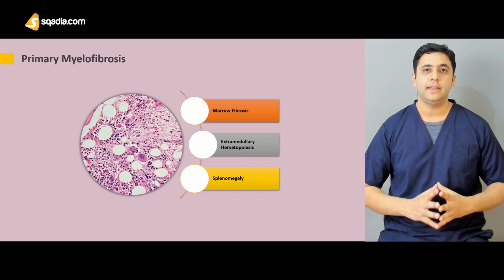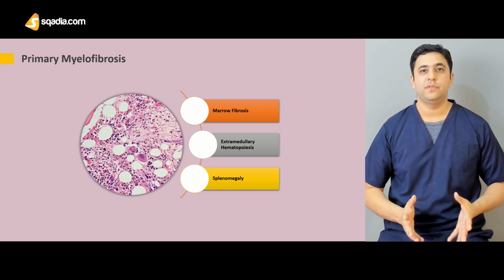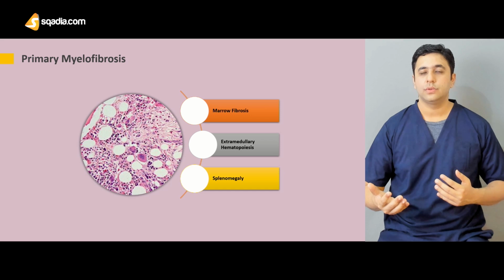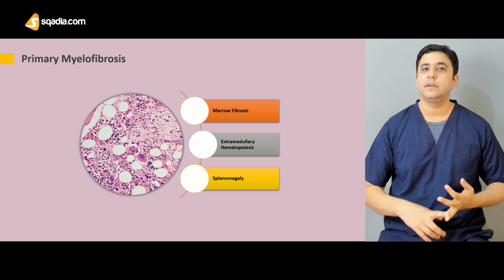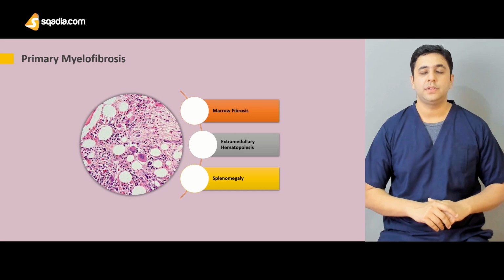So splenomegaly is also one classical presentation of primary myelofibrosis. Basically, if you want to make a diagnosis of myelofibrosis, you have to have splenomegaly, and along with that, documented marrow fibrosis on the bone marrow biopsy. So these are the two major hallmarks which define this disease.